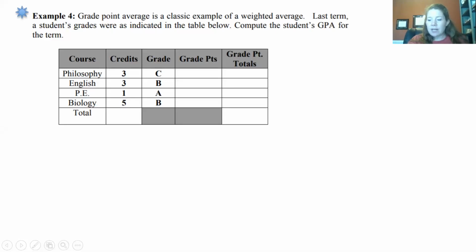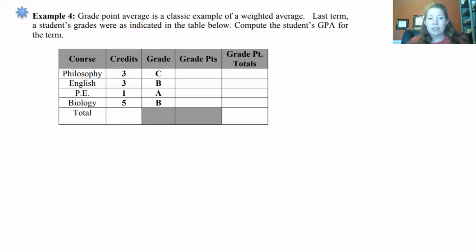All right, guys, so continuing on, this next example, I felt like it didn't give me enough information, so I had to stop the video and look up the number of points for each grade. So for example, look at number 4. It says the grade point average is a classic example of a weighted average. Last term, a student's grades, this bar is going across the words, I can't really read that part of the sentence. Anyway, it wants us to compute the student's GPA for a term.